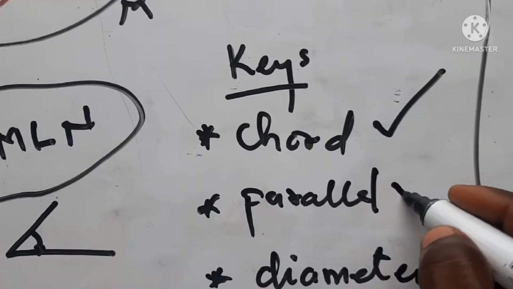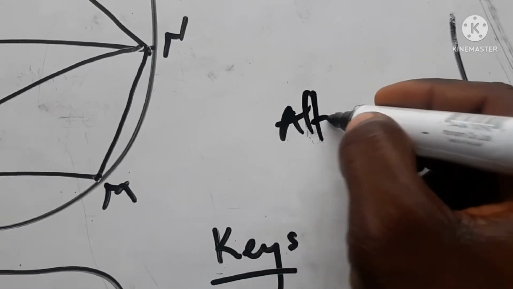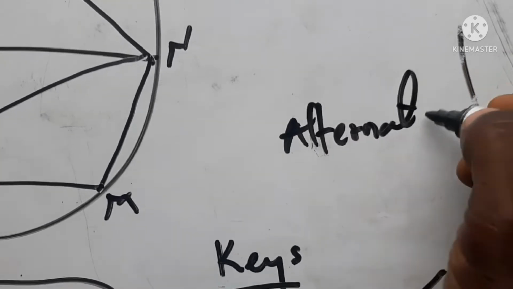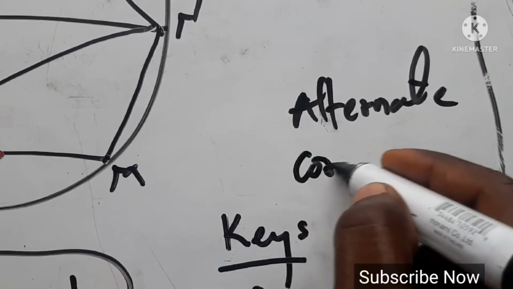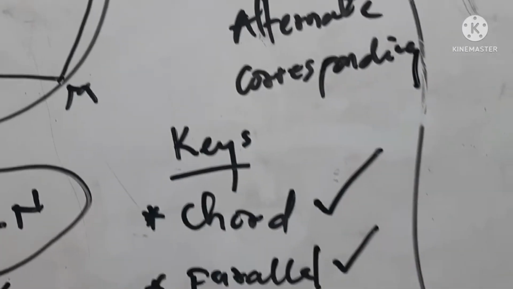And then the second one is the parallel. The word parallel tells you that you have to use something that relates to alternate angles, right? Alternate angles are equal, or maybe corresponding angles are also equal. So these are some of the keywords.